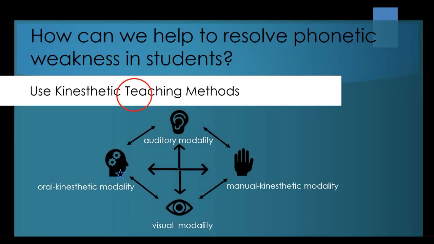So we've done the auditory modality, where we read the list and had the student try and identify p on the list. We did the visual modality, where the student circled the letter p in all the words.